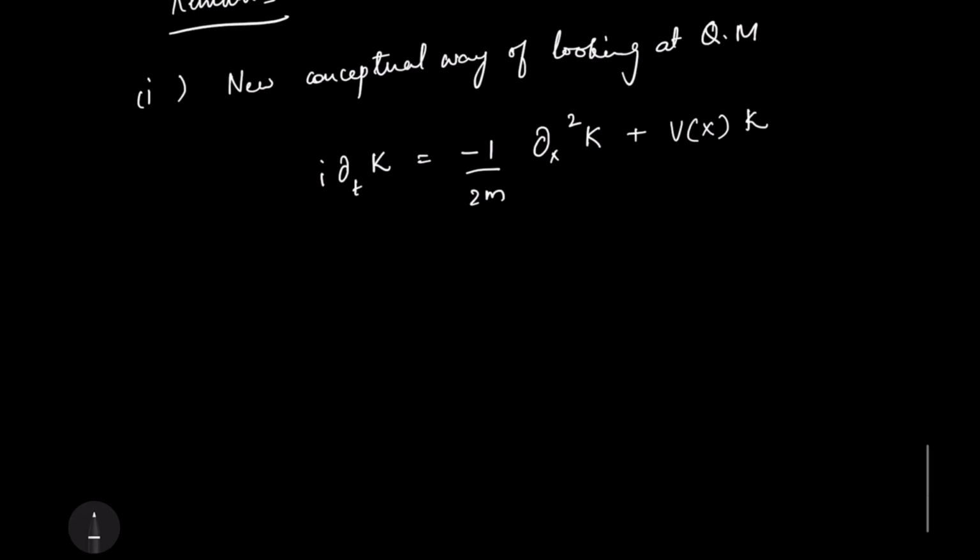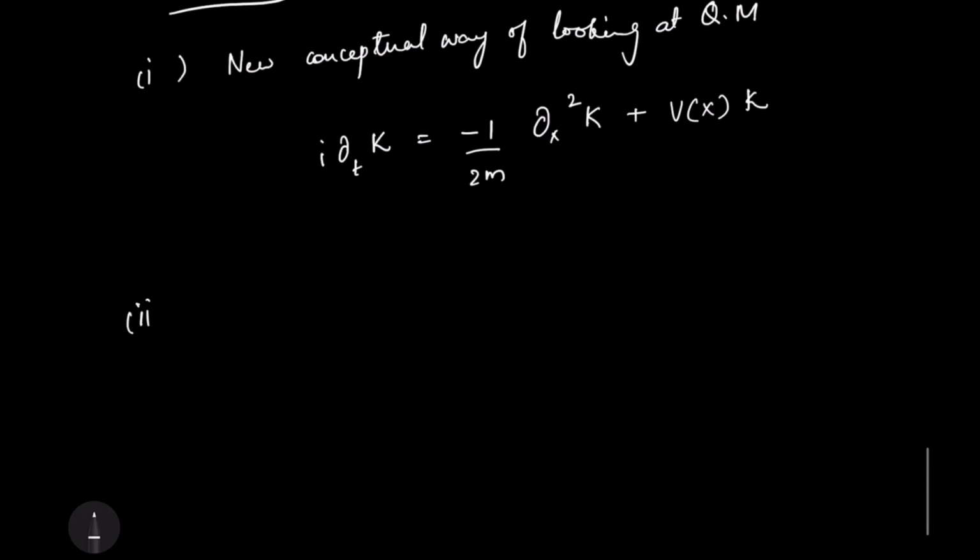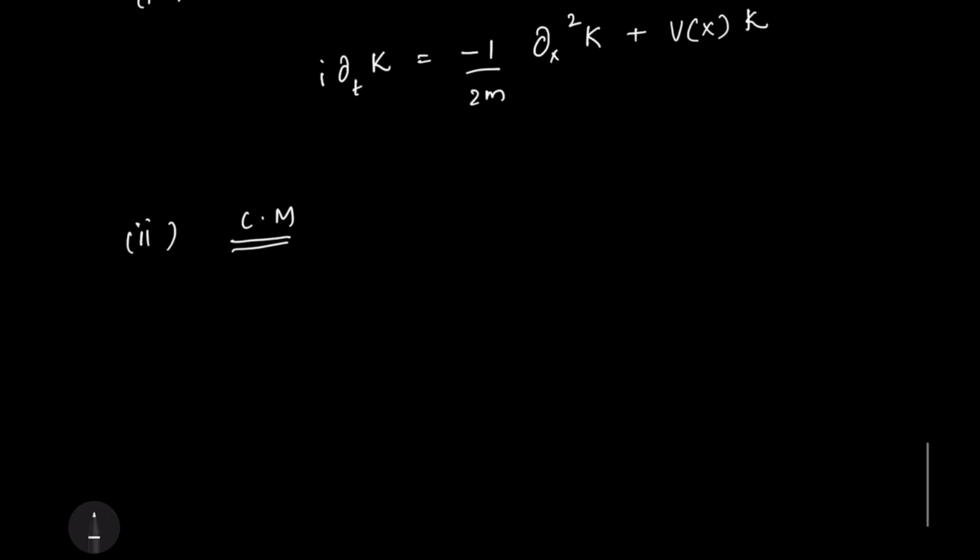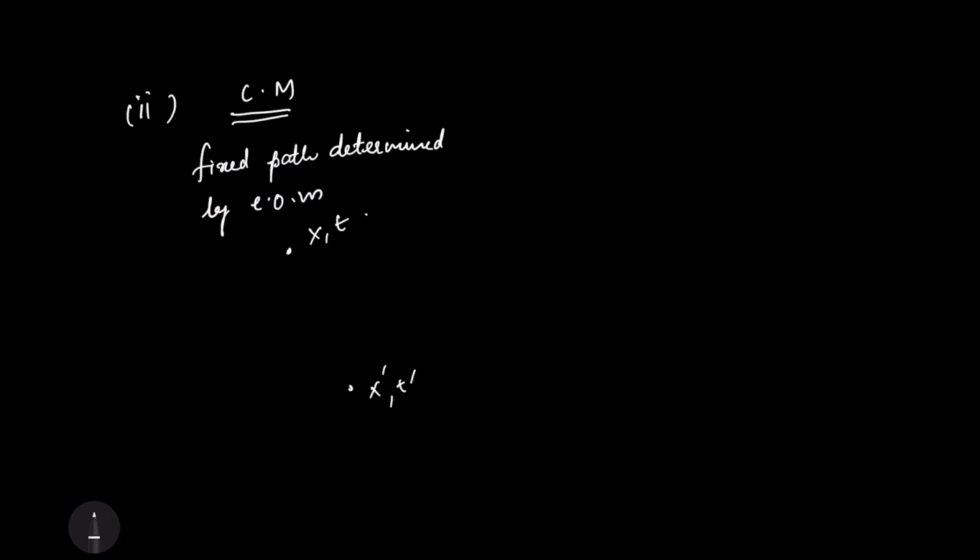And the second remark is that in classical mechanics, there is a fixed path which is determined by the equation of motion. So you have a unique solution here, from x prime, t prime to x, t. There is a unique solution.